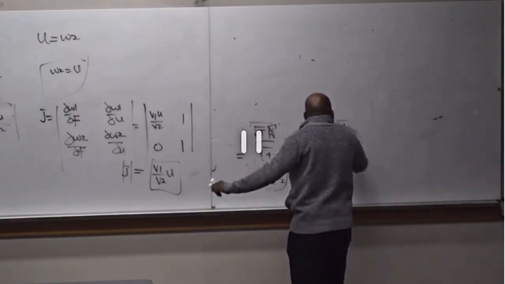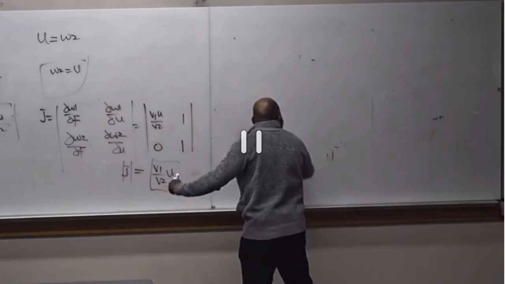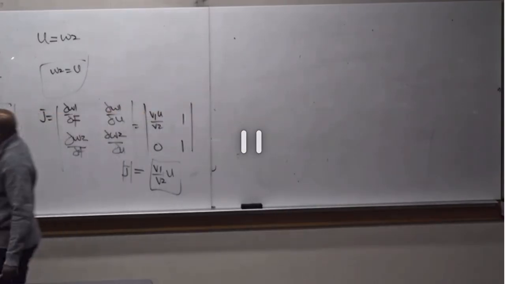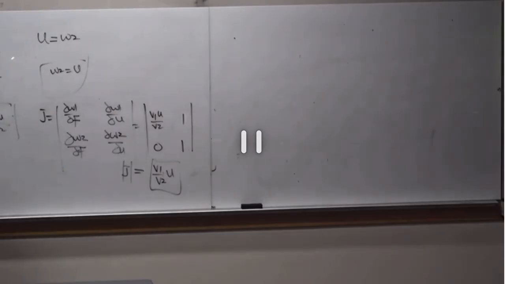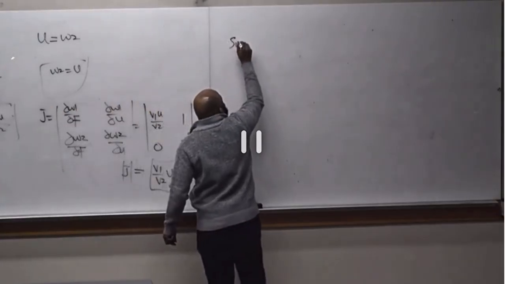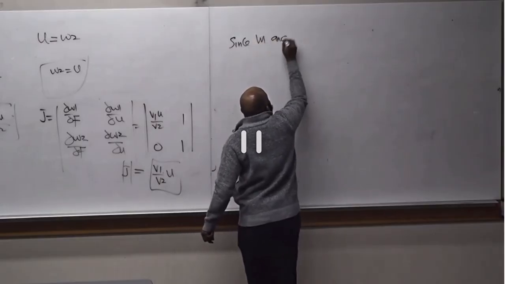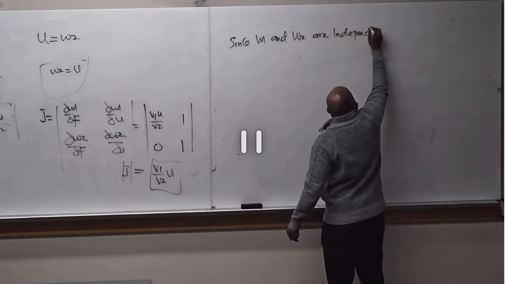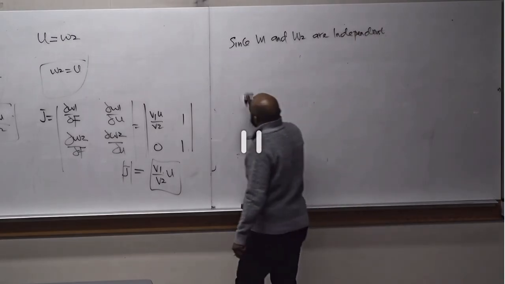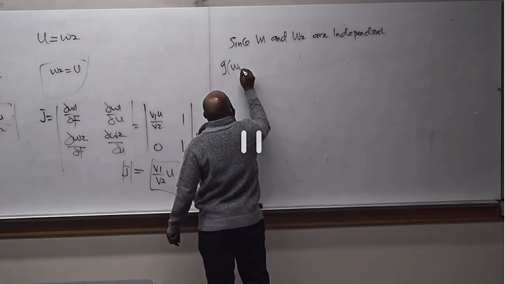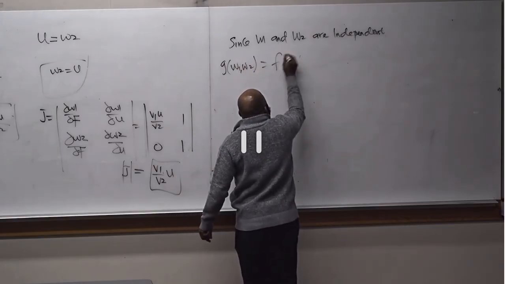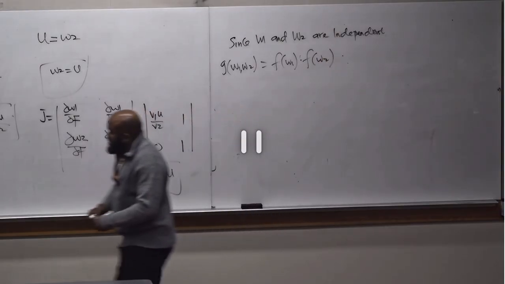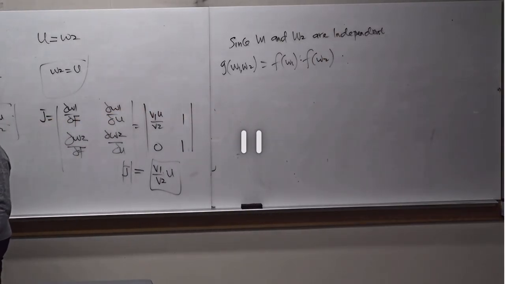Why do I need a product? Because W1 and W2 are independent. We're told from the beginning that W1, W2 are independent. So since W1 and W2 are independent, the G of W1, W2 is going to be this multiplied by this. So I want to multiply this out, the way we always do it.